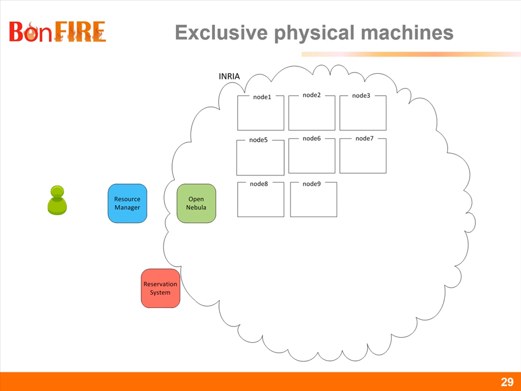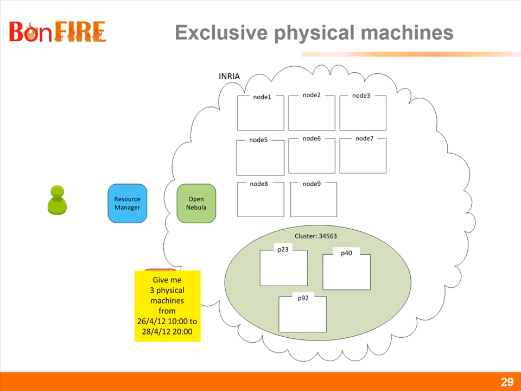So the 9 nodes that you see there are dedicated, but additionally there is a backend on which you can reserve your own dedicated resources. So you can tell it, give me 3 physical machines between those dates. The reservation system comes back to you, creates these 3 physical machines and puts them in what it calls a cluster. It gives you the handles to these.